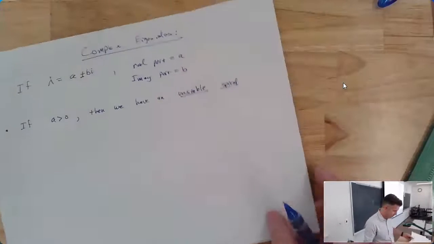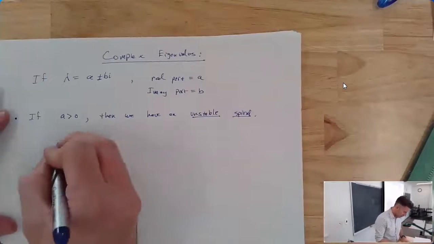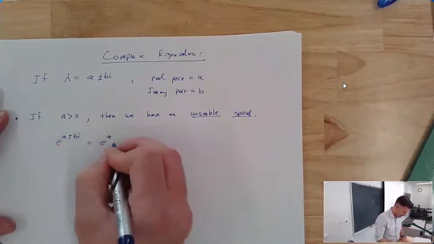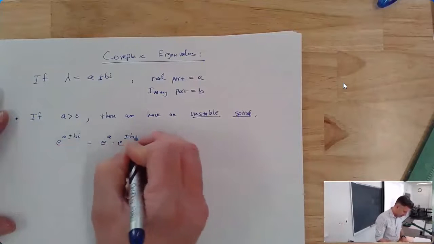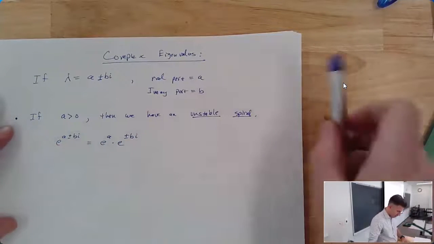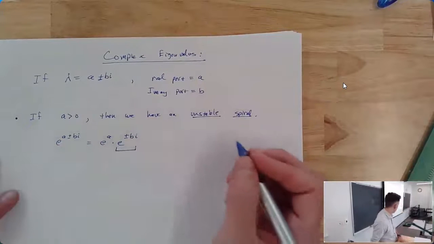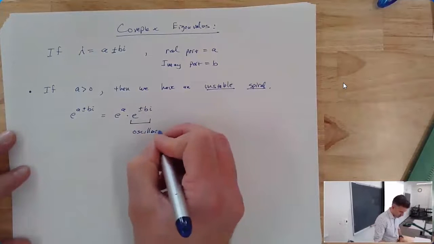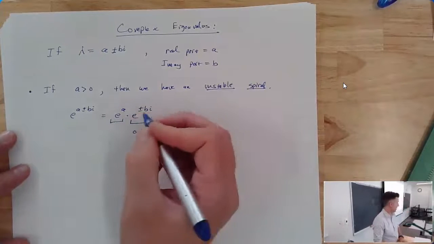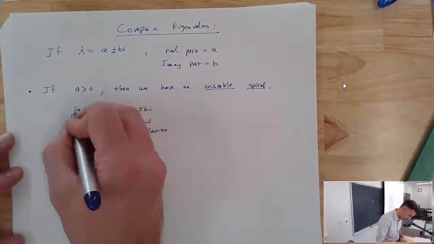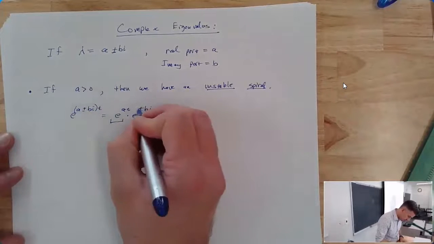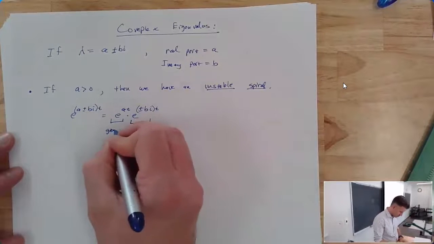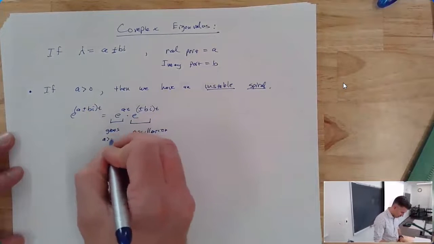So in that case, since a is greater than 0, our e to the (a plus or minus bi)t is going to be e to the at times e to the plus or minus bi t. And this part here, that's the Euler part. It gives you the oscillation. And this part here is going to be the part that grows since a is greater than 0.